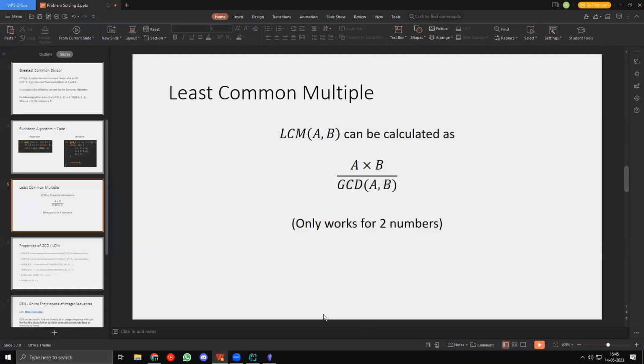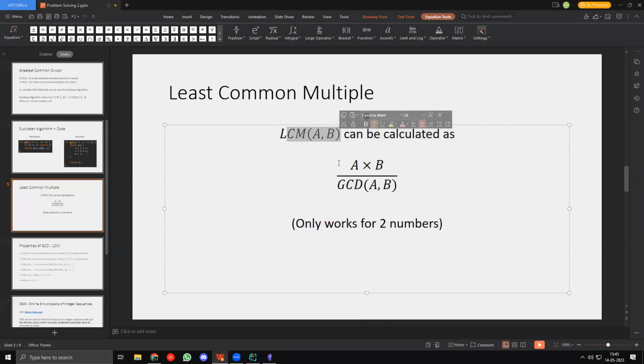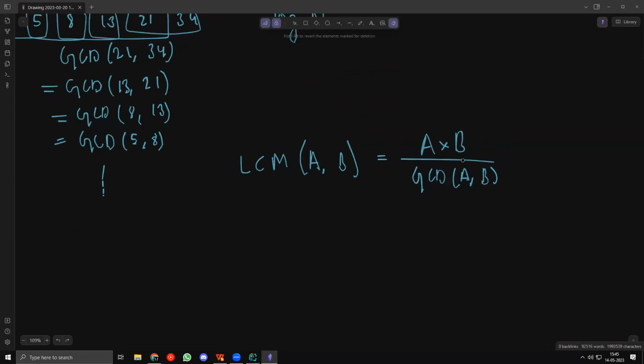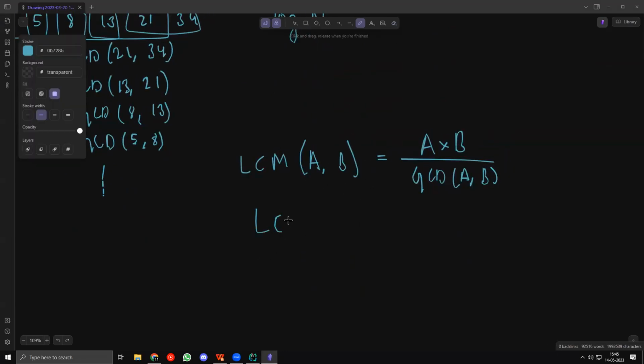But one thing about this LCM is that it only works for 2 numbers, which basically means that you need to do this 2 at a time, right? So you take LCM of A comma B like this. Let's say you want to take LCM of A comma B comma C. Let's say you have A, B and C.